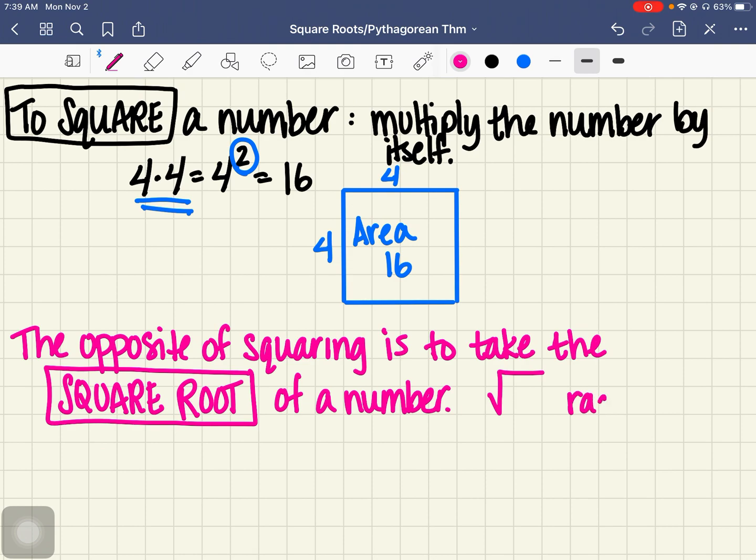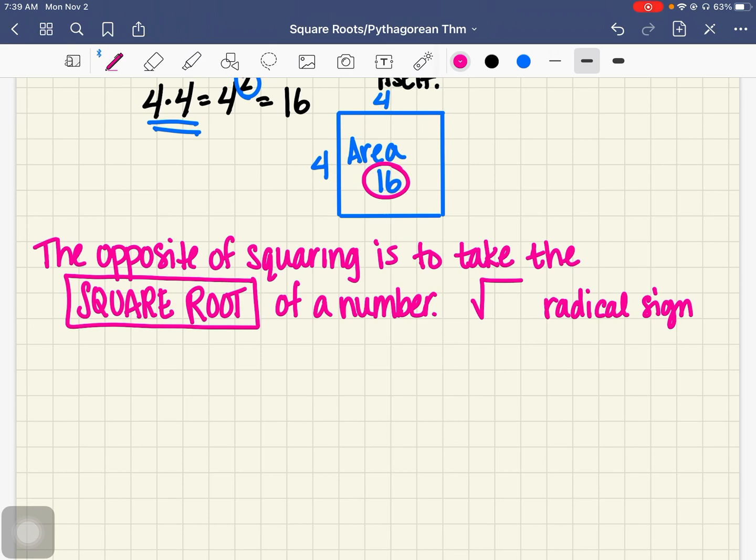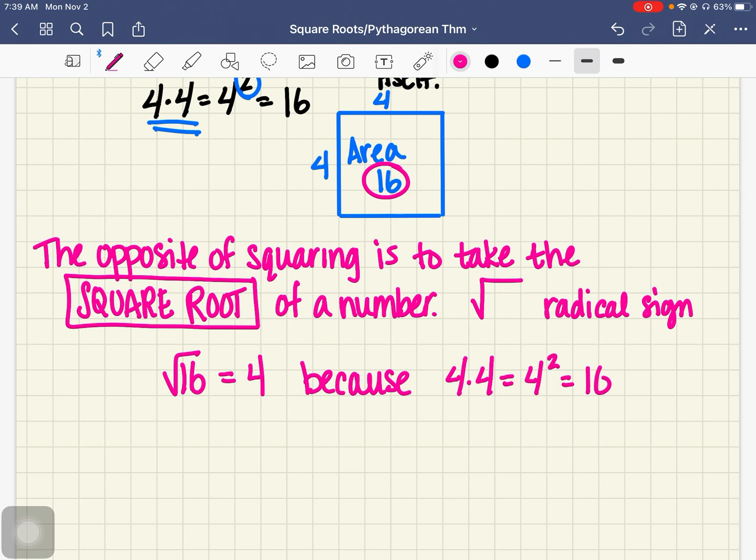The symbol actually is not technically called the square root symbol. It's called the radical sign. But most people think of it as the square root symbol. And we're literally just working backwards. So we're going to start with what this area is here. So we would say the square root of 16 is equal to 4 because 4 times 4, which is 4 squared, is equal to 16. So it's working backwards.